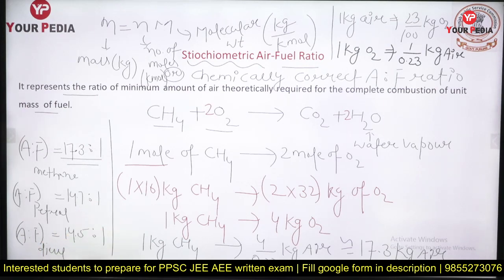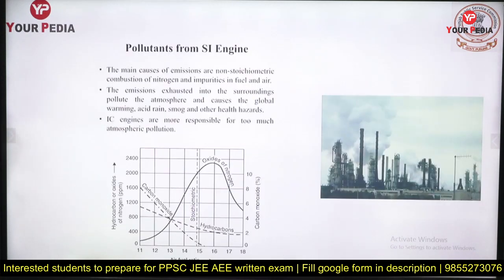So for 1 kg of petrol, how much air is required, guys? 14.7 kg. Similarly, for 1 kg of diesel, how much air is required? 14.5 kg. So the stoichiometric air fuel ratio for diesel is 14.5:1, and for petrol it is 14.7:1. Now let us move to the next.